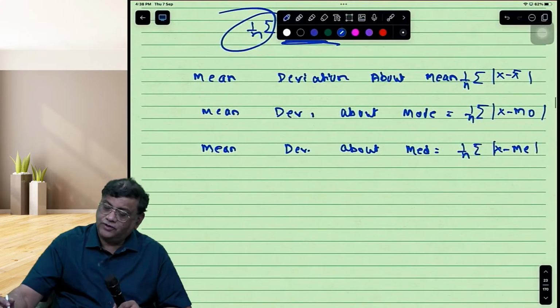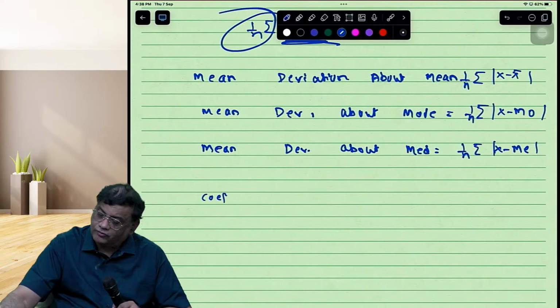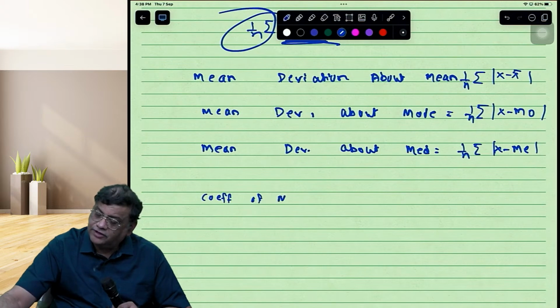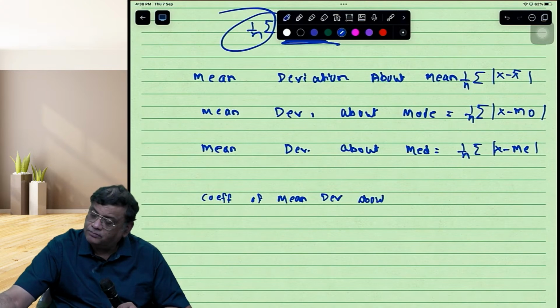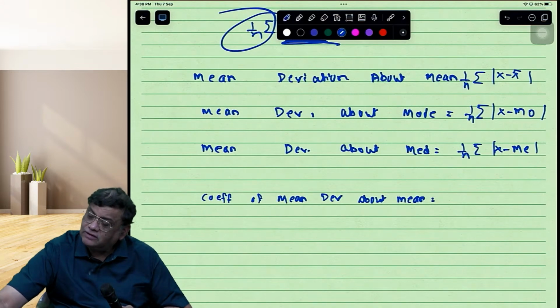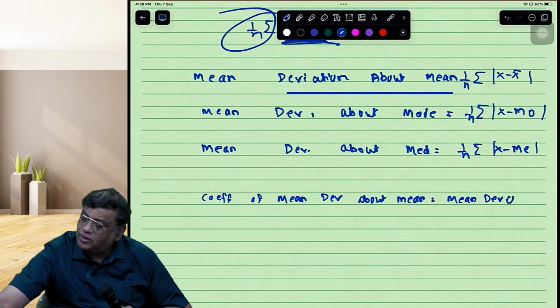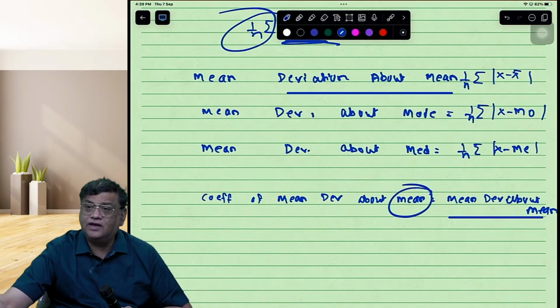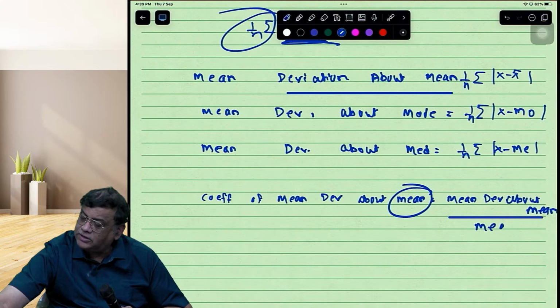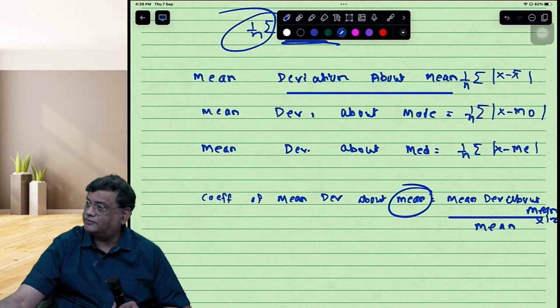कोएफिशिएंट. वेरी गुड. तो फिर you have coefficient of mean deviation about mean. Coefficient of mean deviation about mean. So it is what? Mean deviation about mean. ये जो हमने पहले निकाला है, ये mean deviation about mean and that divided by mean, क्योंकि यहाँ measure of central tendency क्या है? Mean. So that divided by mean and that multiplied by 100.